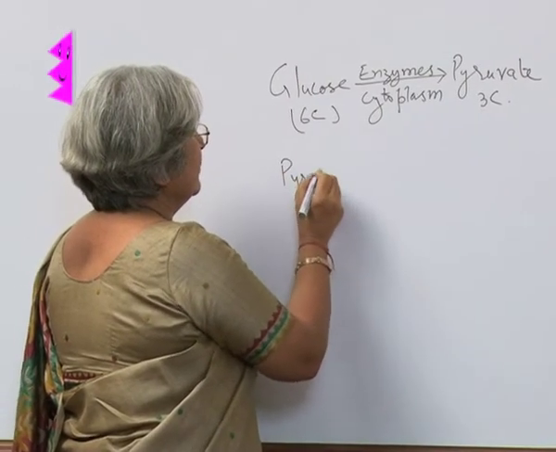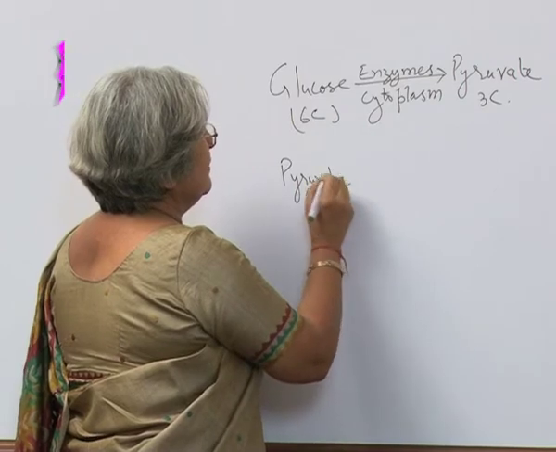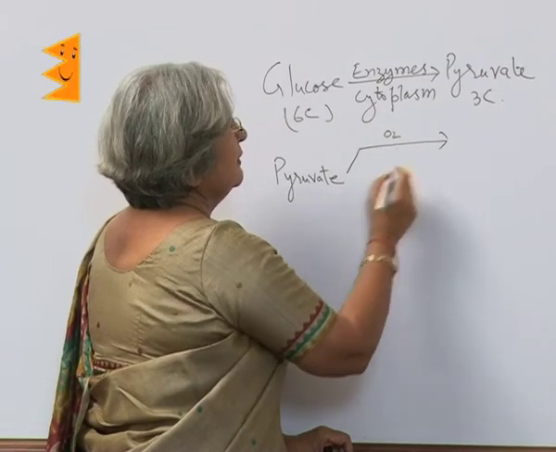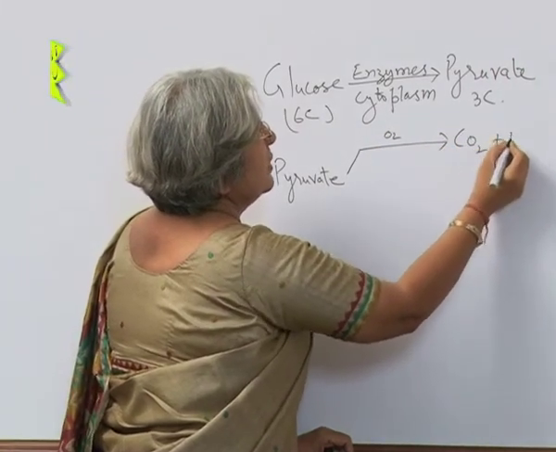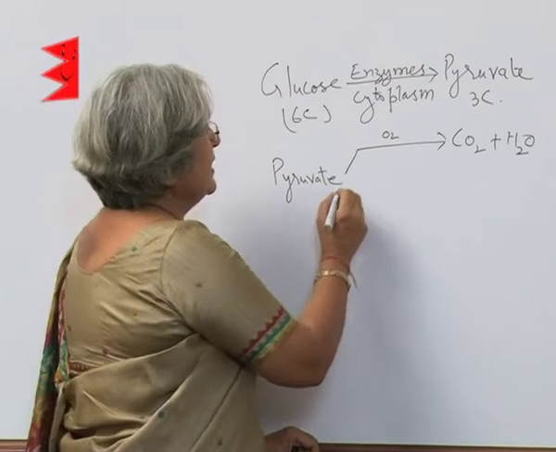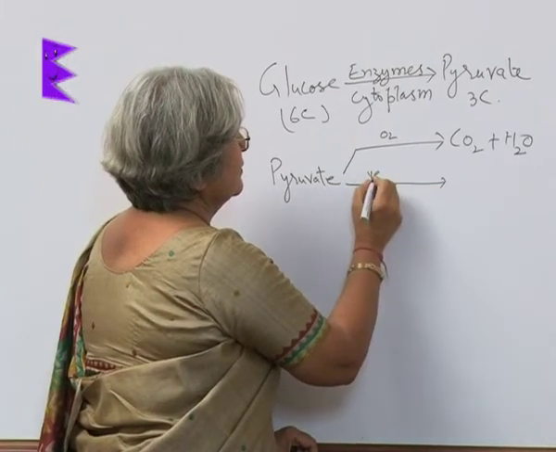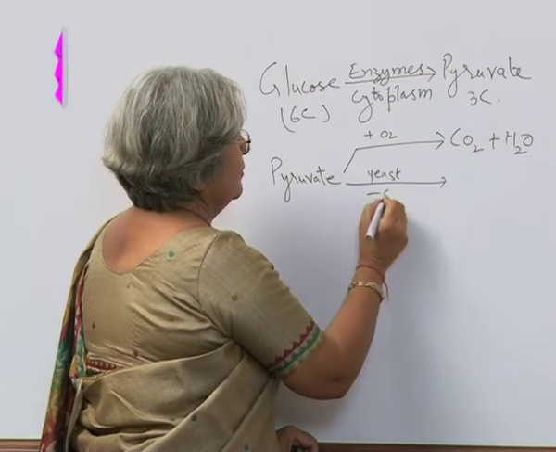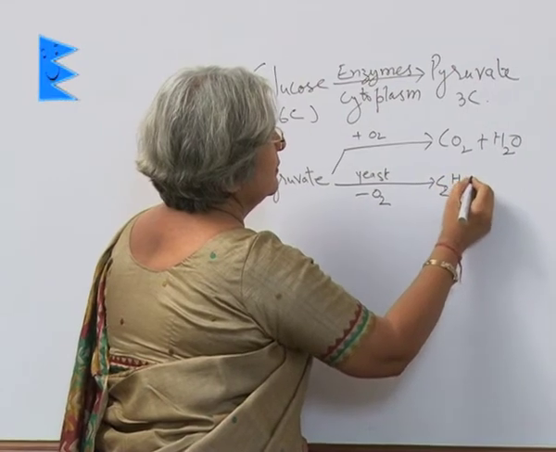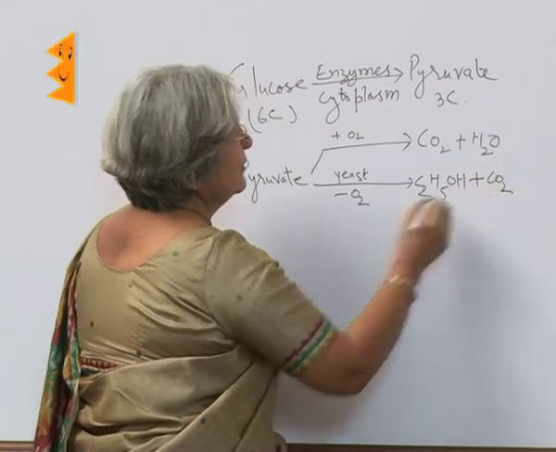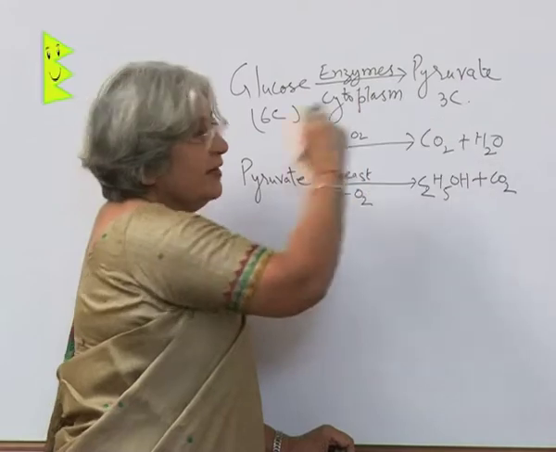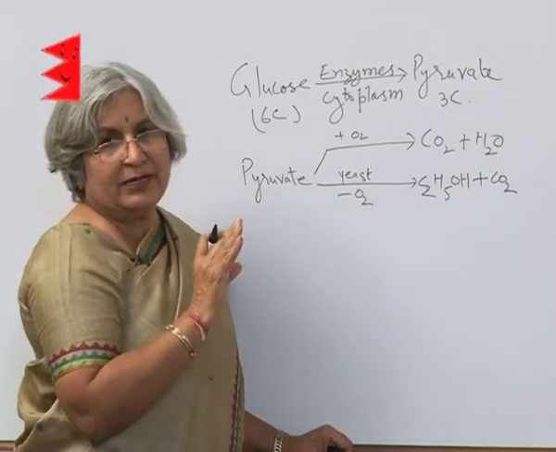Further process depends upon the availability of oxygen. If oxygen is available, then carbon dioxide and water will be formed. And if oxygen is not available, as in case of yeast, no oxygen, it will form ethyl alcohol and carbon dioxide. So, this is also called incomplete breakdown of glucose, while when water is formed, that is the complete breakdown of glucose.